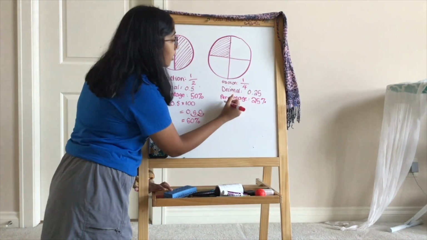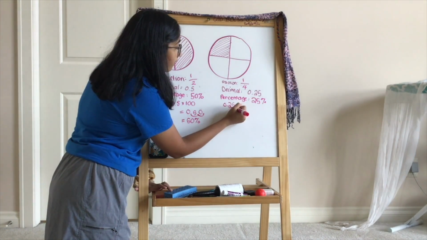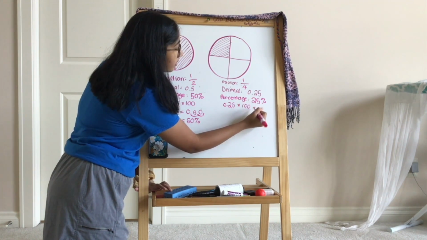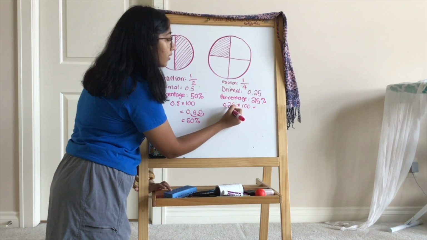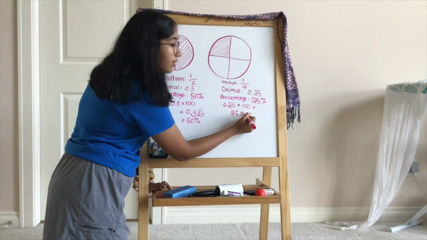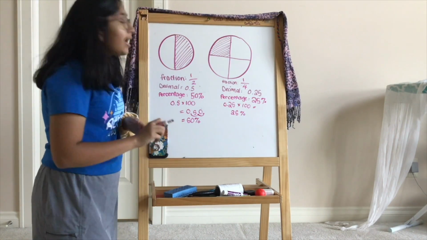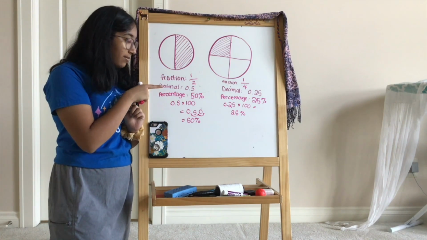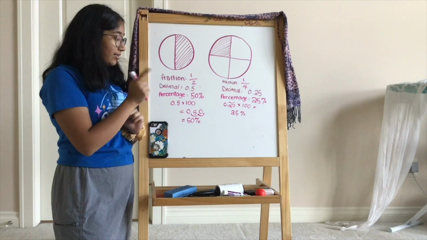Here, 0.25 multiplied by 100 is equal to, move the decimal place over 2 times, and you get 25 and then percent. And that is how you convert fractions to decimals and decimals to percentages.